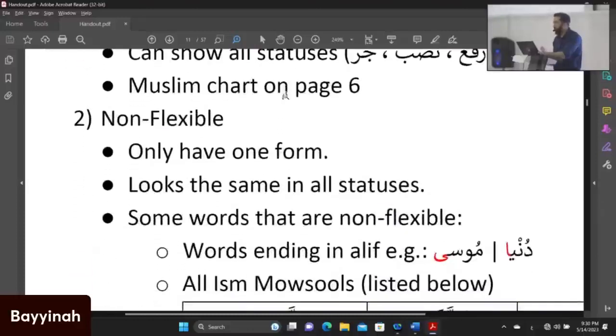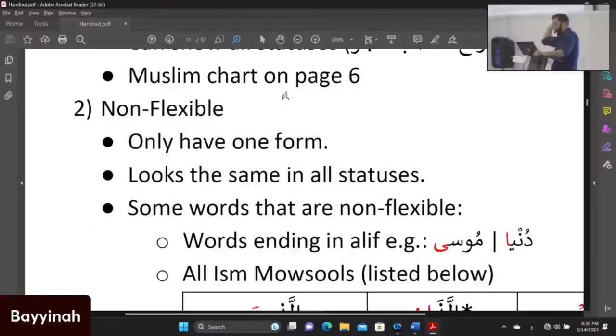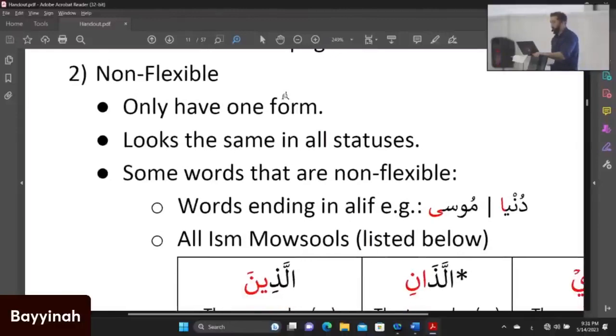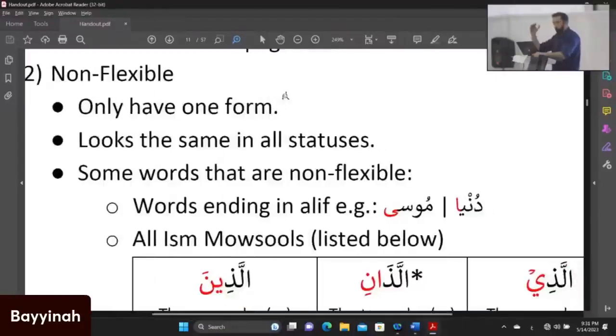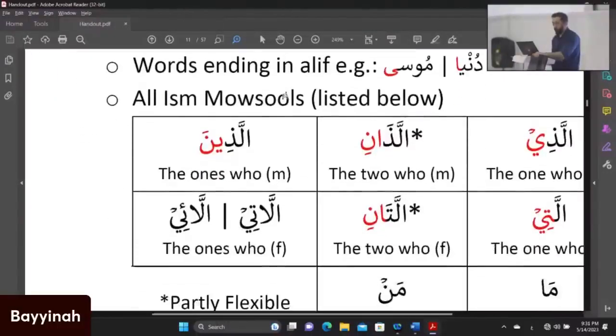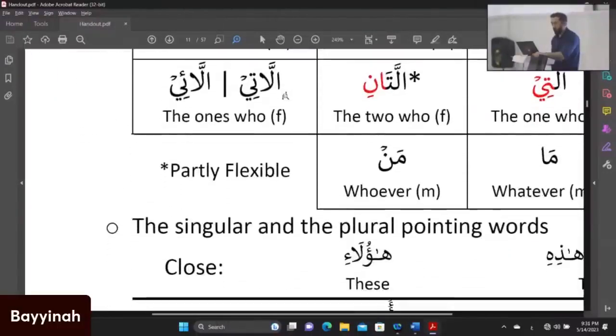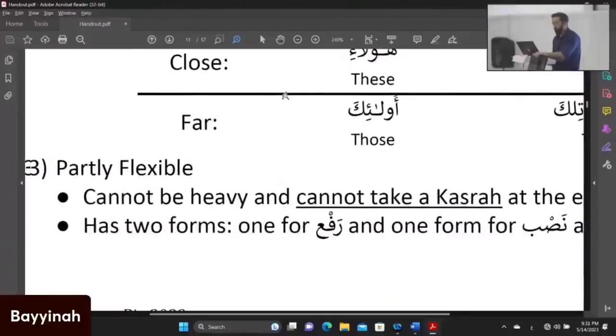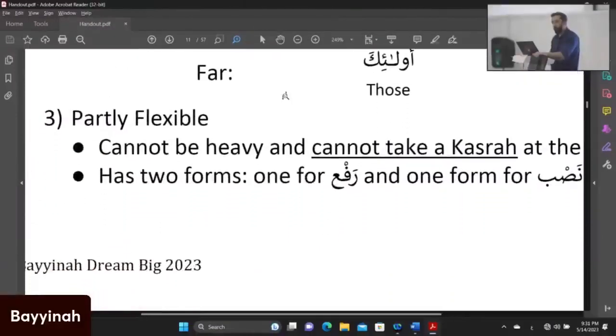Then we get to non-flexible, the extreme opposite. What do we learn about non-flexibles? They only have one form. Isa, Isa, Isa. Huda, Huda, Huda. Remember? One form, no changes. Looks the same in all statuses. Some words that are non-flexible are words ending with alif, like dunya and Musa. So dunya, dunya, dunya, Musa, Musa, Musa. And all ism mawsul, you don't know what ism mawsul are. We can skip this part because we don't know that yet. We'll come back and understand that in a couple of days. But for now, we can go to partly flexible.